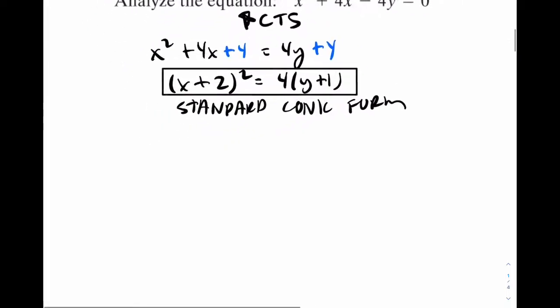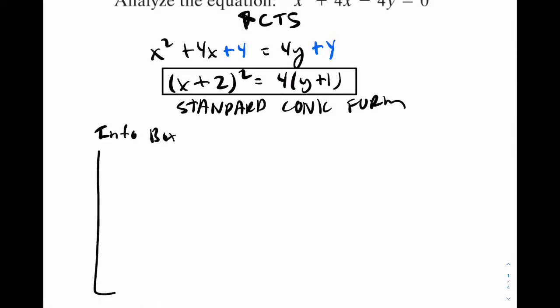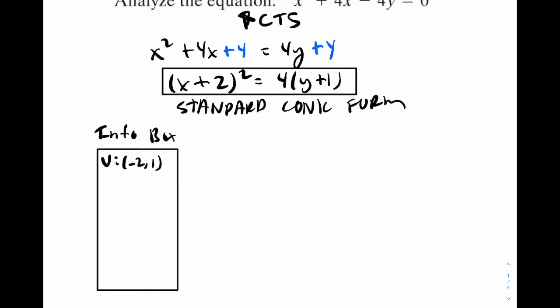Now, after we've done that, we're going to graph it. So I'm going to make my info box here, and let's note a couple things. The vertex I already know is (-2, 1). I don't know my focus yet. I don't know my LR. I don't know my directrix.